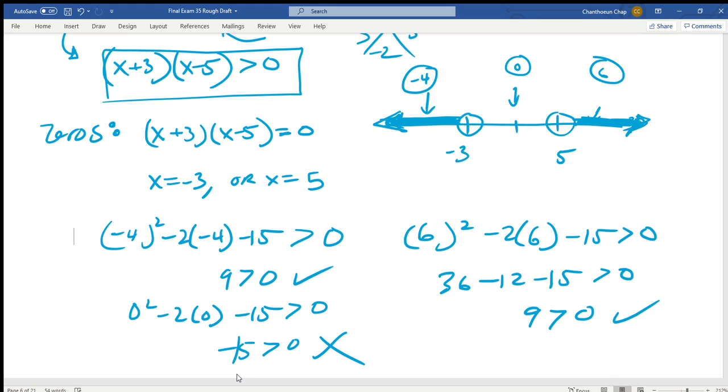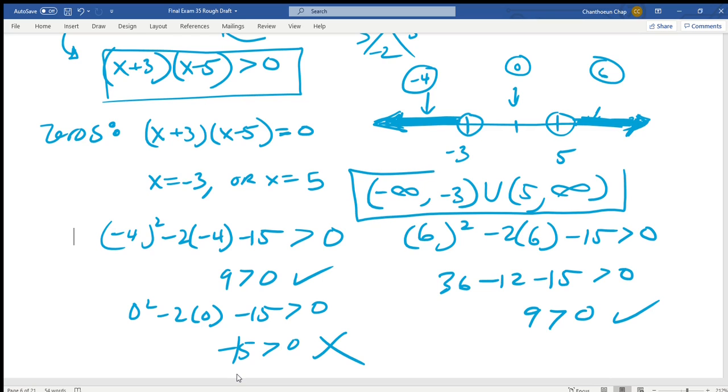So the graph is nice because it allows me to read off the interval notation. Here's our answer. It goes to the left, negative infinity to negative 3, parentheses because it's an open circle, union, 5, again open circle, then we have infinity. So this is our answer in interval notation. This is what we're going to enter.